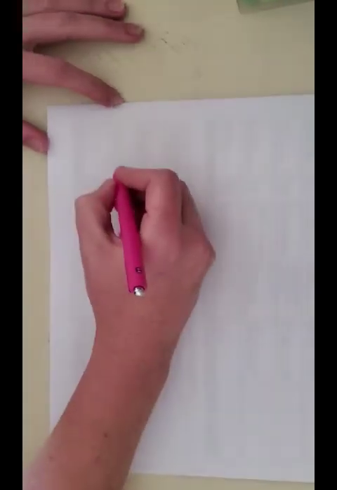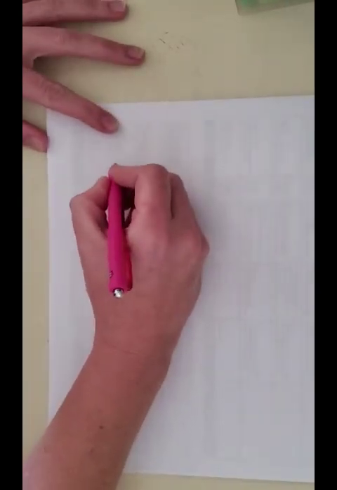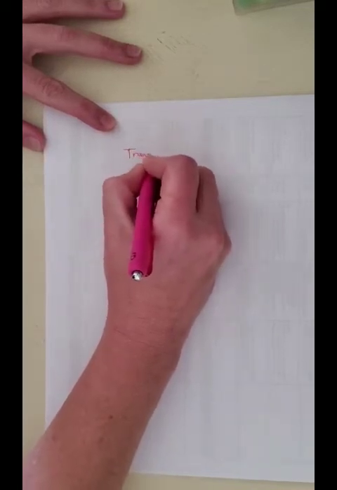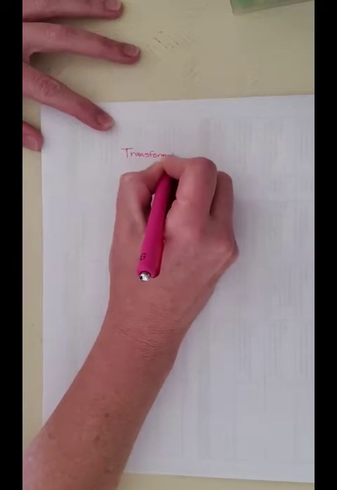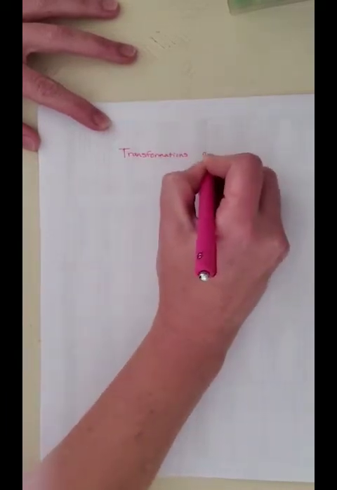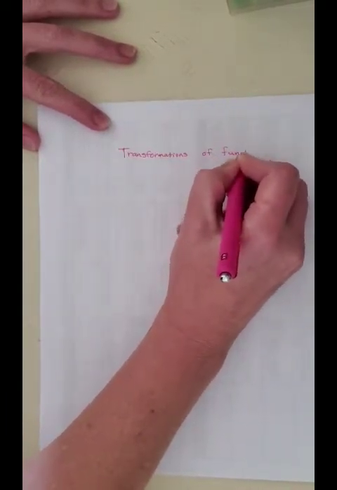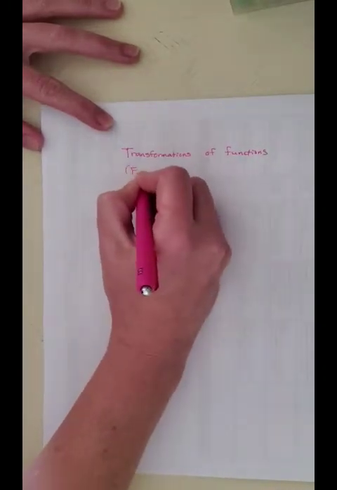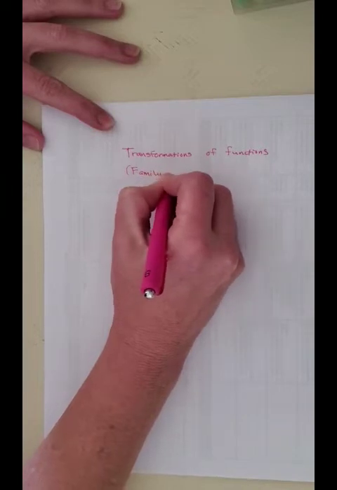So I'm going to go back to previous knowledge that you should have from Integrated Math 2. From Integrated Math 2, what we learned was something called transformations of functions, and this is called the family of functions.